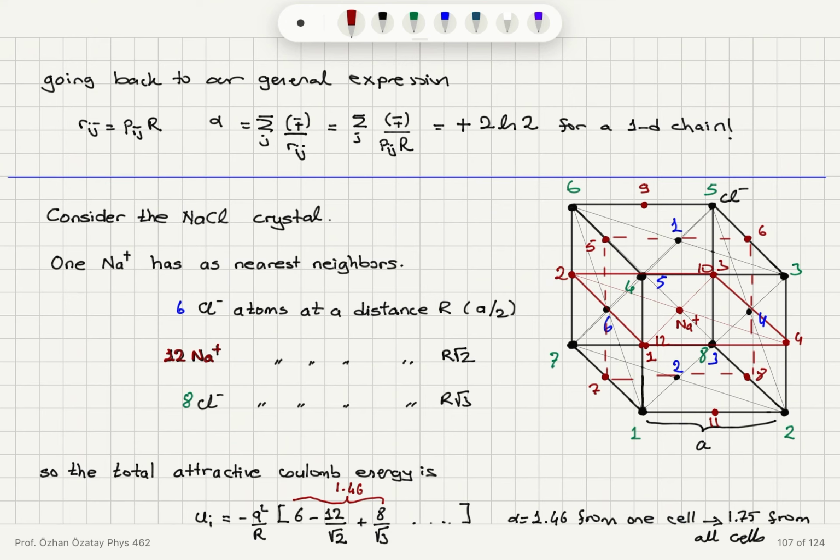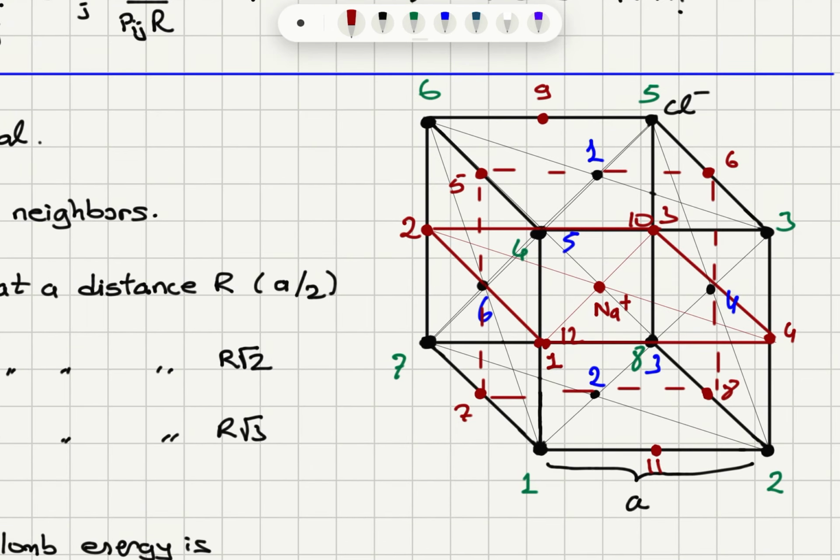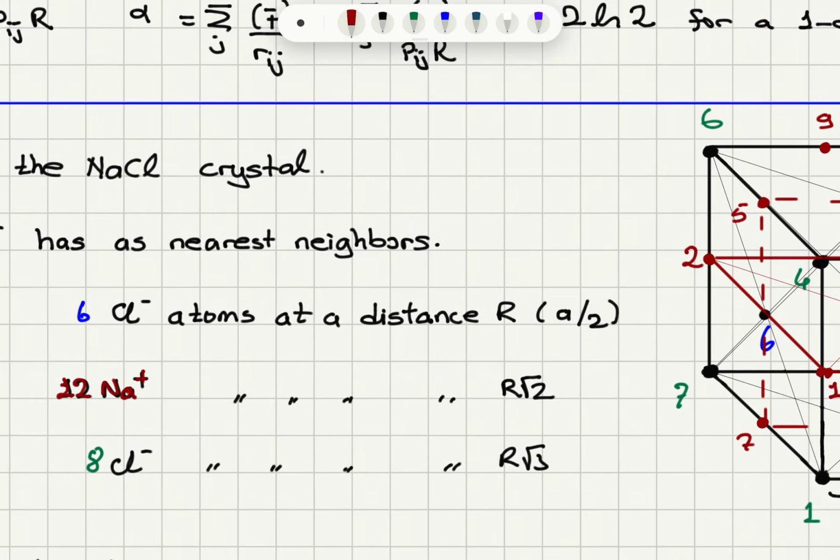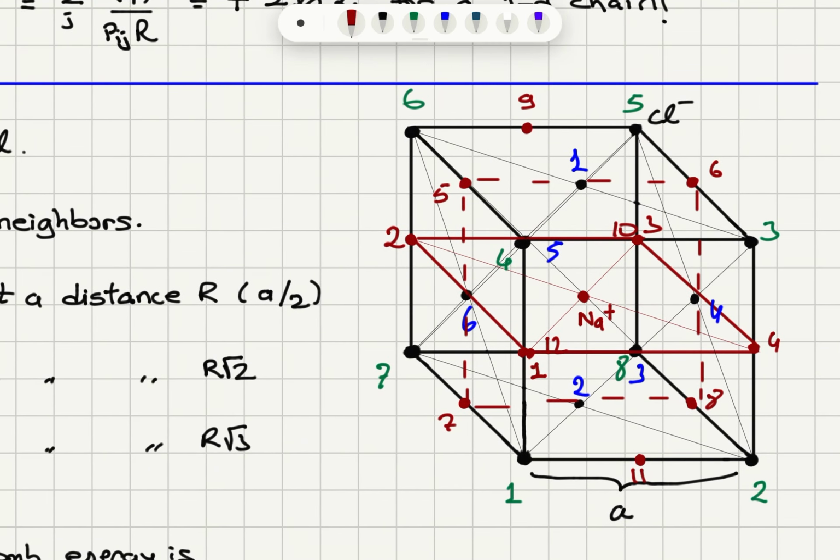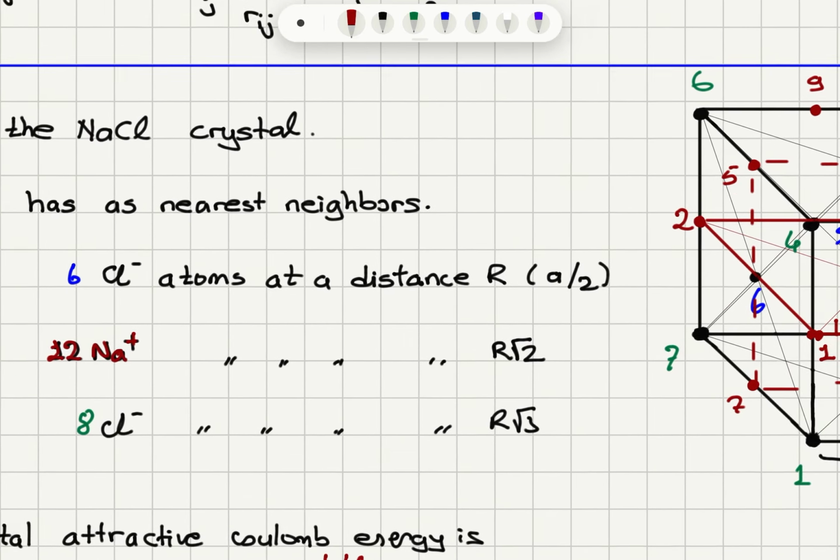Now, as a further example, let's consider the sodium chloride crystal. So I look at one sodium plus ion, that is the one right in the middle. It has 6 nearest neighbor chlorine atoms. You can see I have labeled them 1, 2, 3, 4, 5, and 6. Those are the chlorine atoms at the face centers on each face of this cube. Those are at a distance a over 2.